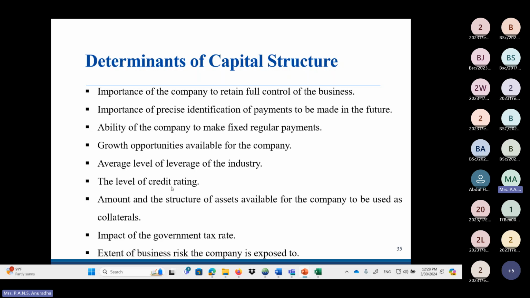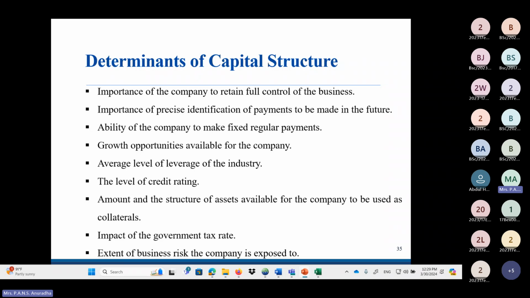Level of credit rating. If our company has high credit worthiness, if the company is not going to default, we do not have any default history, then you can increase the borrowing, because you can negotiate with the banks, financial institutions to get a lower interest rate. You can increase the financial leverage if there is a good credit rating. Then amount and structure of the assets available for the company to be used as collateral. If you have appropriate assets to use as collateral, then you can increase borrowing to a certain level.